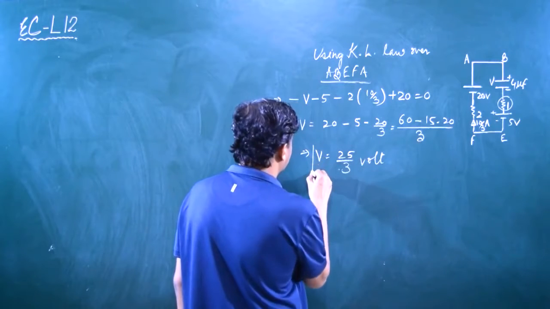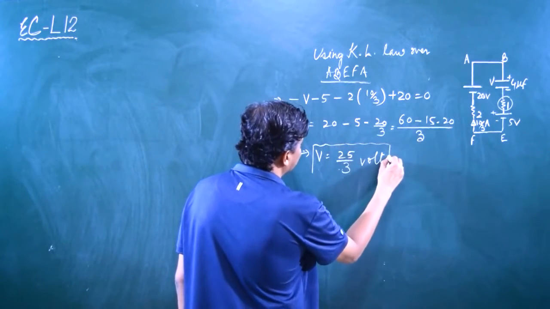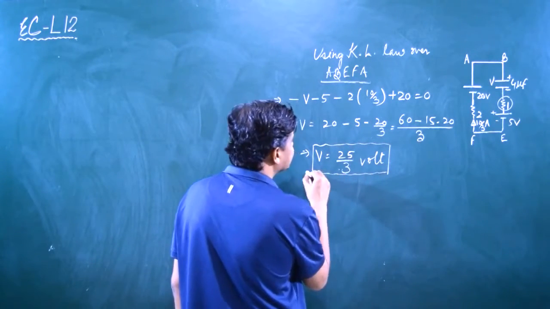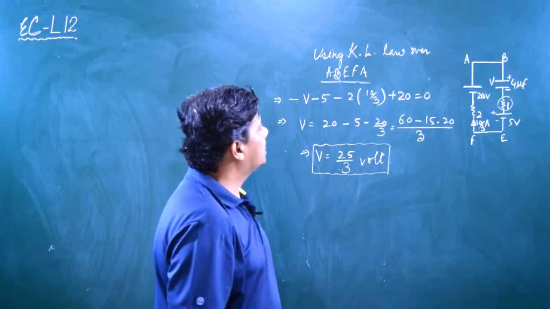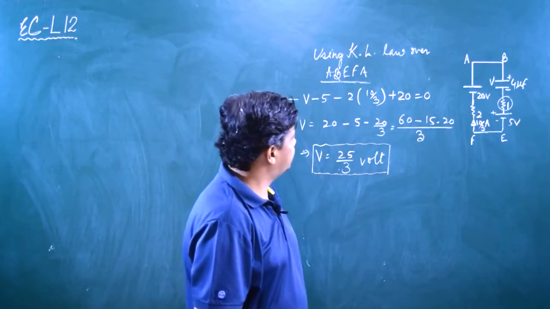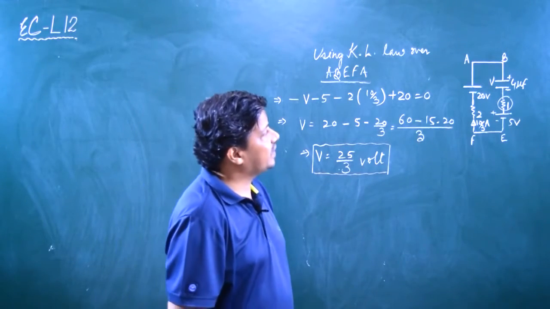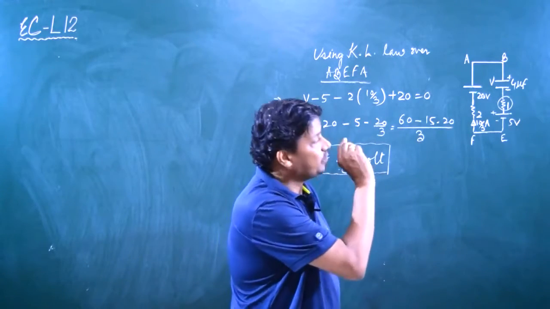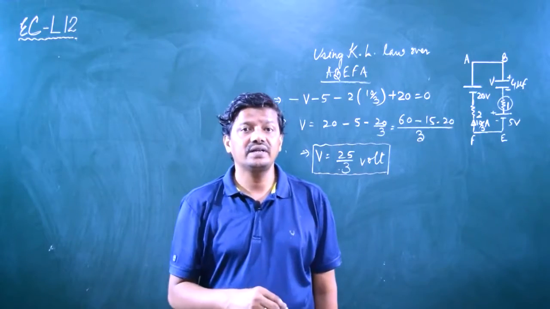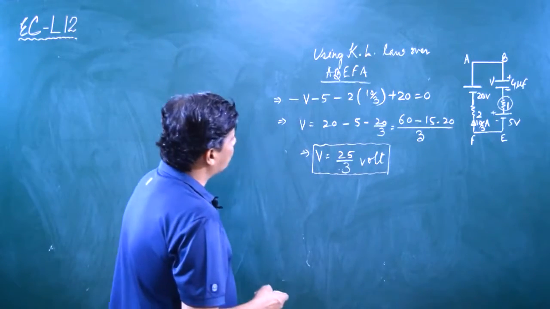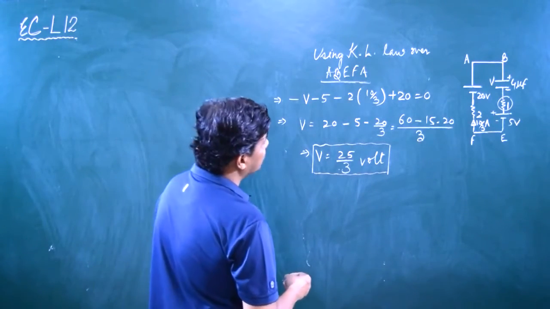It is a positive value. That means the polarity of the plates we have taken is correct. Okay, now no need to change the polarity of the plates. Upper plate of the capacitor will be positively charged and lower plate will be negatively charged. Now potential we get. Now we have to get the charge.